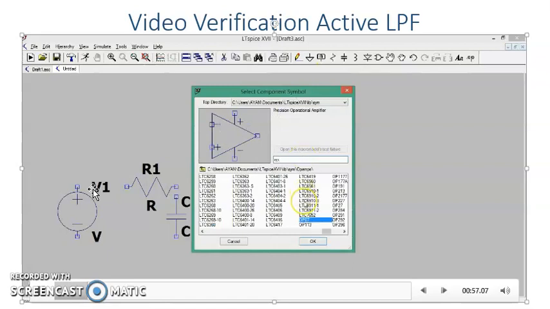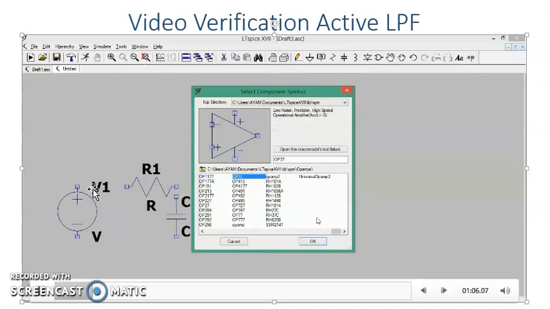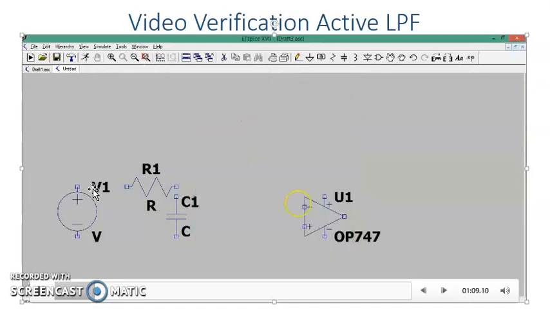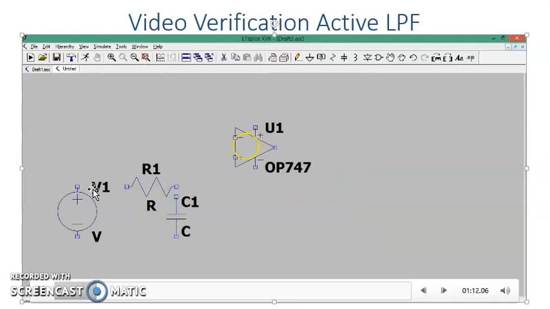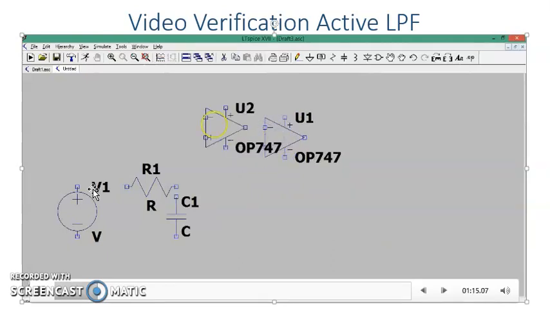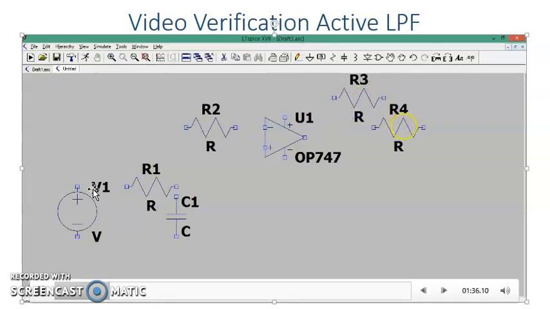Let us try to find an op amp. So I am just writing op amp and getting into the library. The closest one to op amp, that is LM741, I'll use op 747. So it is placed. I need two more resistors as R2 and R3 as per the circuit diagram. Pressing escape again.